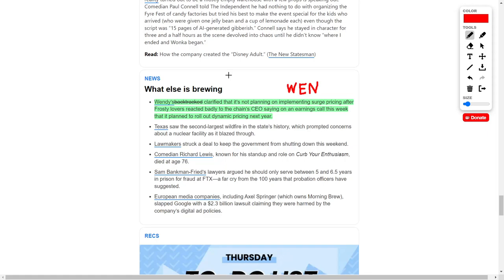As an example, that means at around lunchtime or dinner time, the prices would be higher than other times throughout the day. However, Wendy's recently clarified that they are not planning on implementing surging prices after many people who like Wendy's said that this was a very bad idea. Now Wendy's is trying to back away from this idea, which I think is going to be a very smart move, but I would love to hear your thoughts down below in the comments.